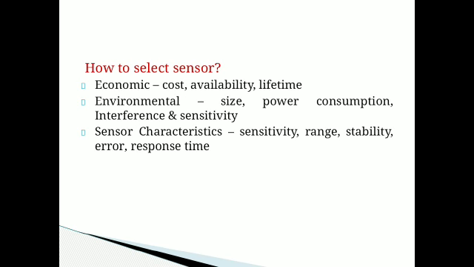So how to select these sensors? There are 3 main criteria: economic, environmental, sensor characteristics. Economic deals with cost, availability and lifetime of the sensor. Environmental covers size, power consumption, interference and sensitivity. Sensor characteristics cover the range of the sensor, stability, error and response time.